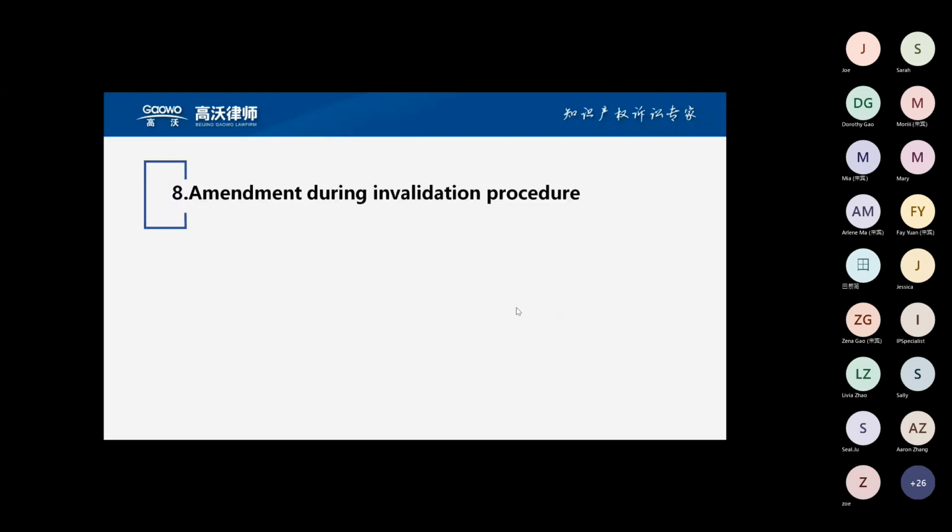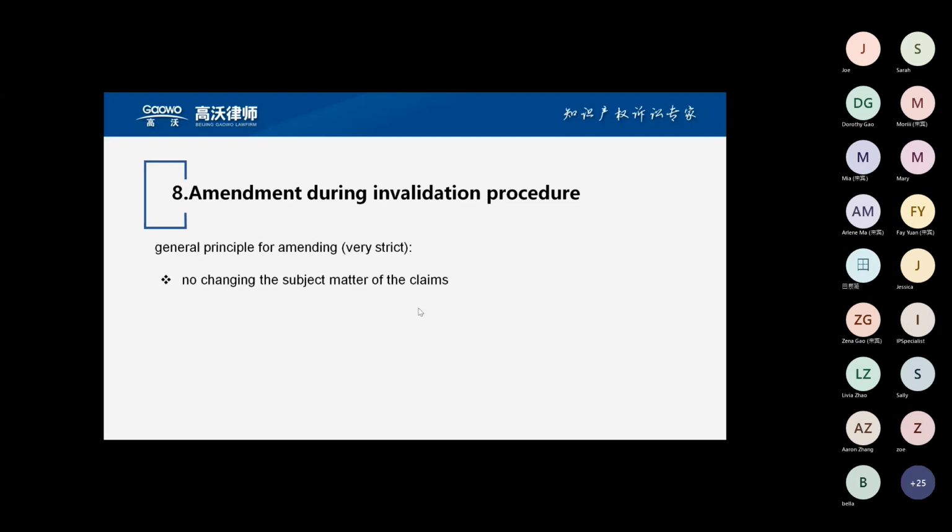Okay, next I'll present the amendments, talk about amendments during the invalidation procedure. I think for the Chinese invalidation procedure, the amendment is very strict. First, I'll let you know some general principles for amending.